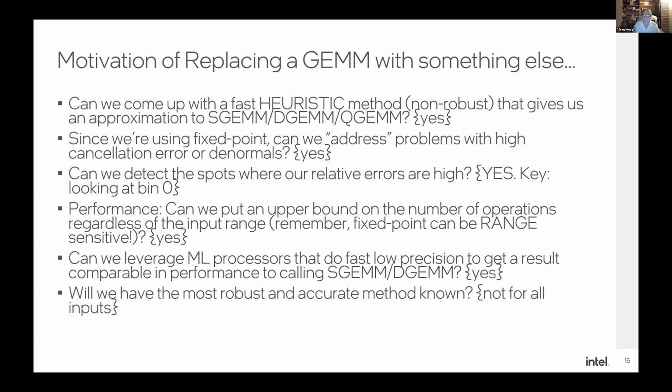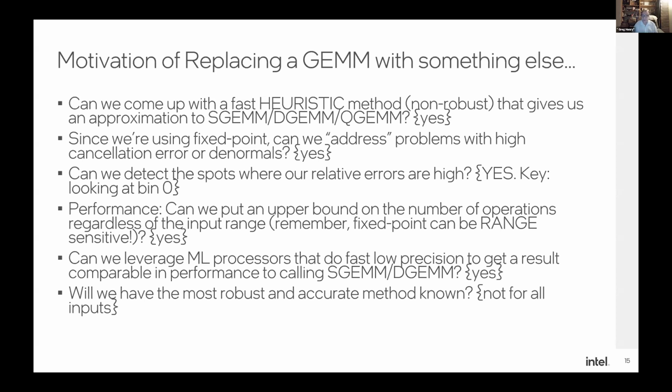Okay, and so can you detect spots where the relative errors are high? Yes, you can. If you look at bin 0, that's something new that we found on our own. There is lots of work that's been done similar to this. And can you put an upper bound on the number of operations of the input range? And the answer there is yes as well. So that was kind of nice.